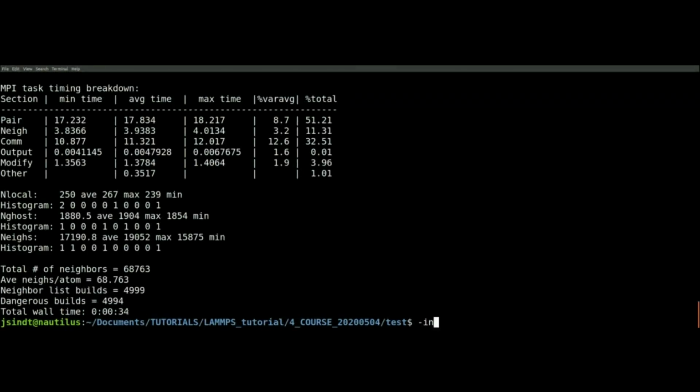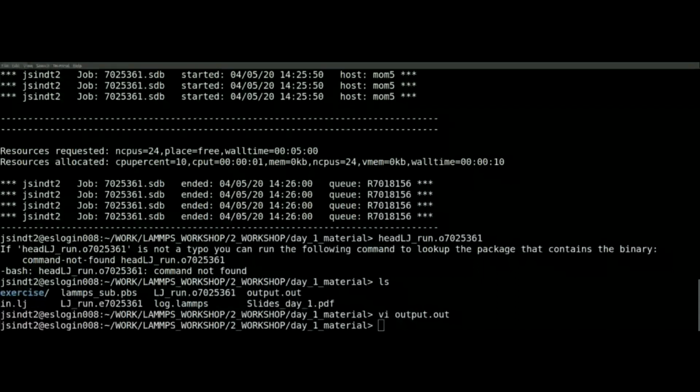The very last thing that LAMMPS will output is how long the simulation took. In this case, it took 34 seconds. On my computer, on 4 processors, it took 34 seconds. By contrast, on Archer, this one's Archer, let's hope, on Archer it took 5 seconds. Yes, that's entirely correct, for multiple reasons, actually.